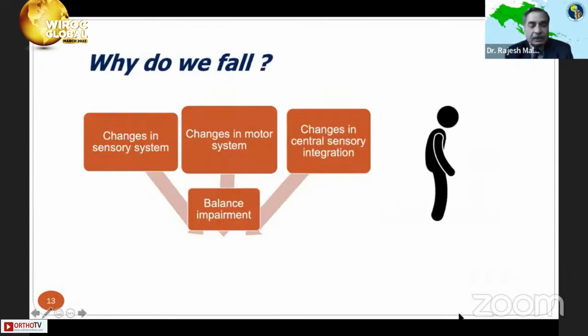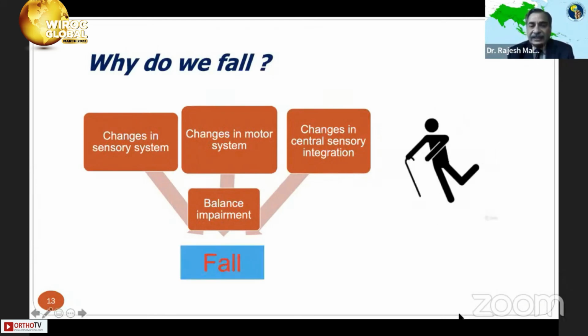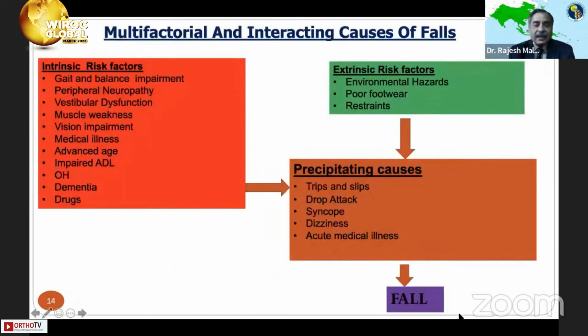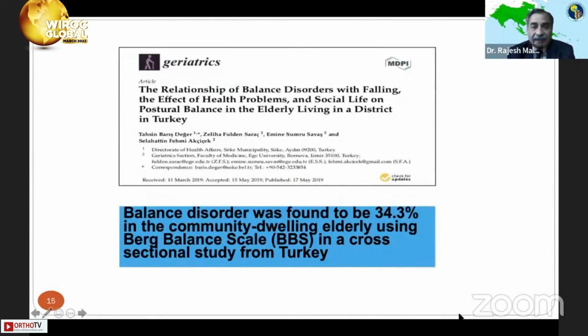Now, why do we fall? Because there's a change in the sensory system, motor system, and the central sensory integration, leading to balance impairment. And there are multifactorial and interacting causes. Intrinsic risk factors are gait and balance impairment, peripheral neuropathy, vestibular dysfunction, muscle weakness, vision impairment, medical illness, advanced age, impaired activities of daily living, postural hypotension or orthostatic hypotension, dementia, and drugs. There are extrinsic risk factors like environmental hazards, poor footwear and restraints. And there are precipitating causes like trips and slips, drop attacks, syncope, dizziness, and acute medical illness.